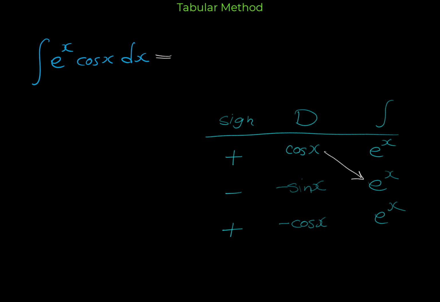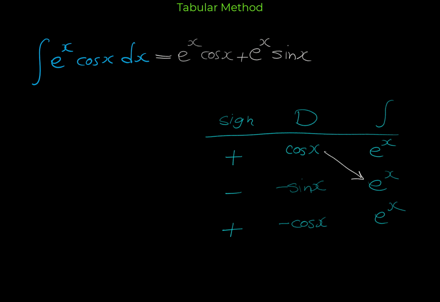So the first term of the answer of this integral is e to the x cosine x. Then multiply the second function by the third function. Don't forget you have this negative and we have this negative here. So if we consider these two negatives, they cancel each other. So we have what? We have plus e to the x sine x, or sine x times e to the x.